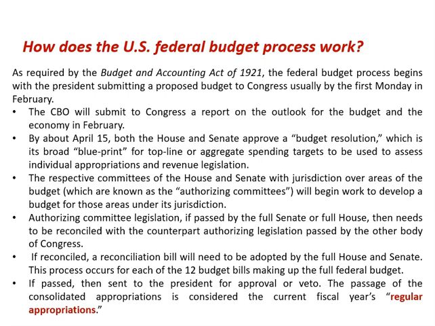Authorizing committee legislation, if passed by the full Senate or full House, then needs to be reconciled with the counterpart authorizing legislation passed by the other body of Congress. If reconciled, a reconciliation bill will need to be adopted by the full House and Senate. This process occurs for each of the 12 budget bills making up the full federal budget. If passed, then the budget legislation is sent to the President for approval or veto. The passage of the consolidated appropriations is considered the current fiscal year's regular appropriations.